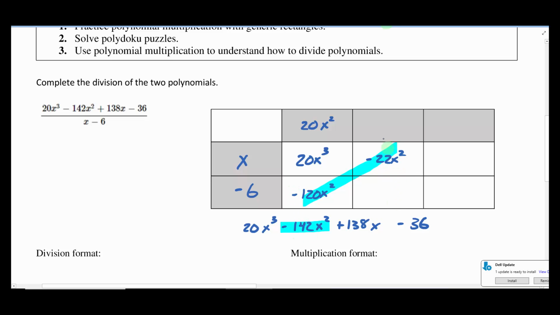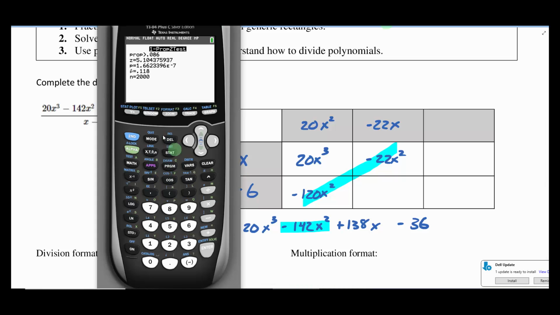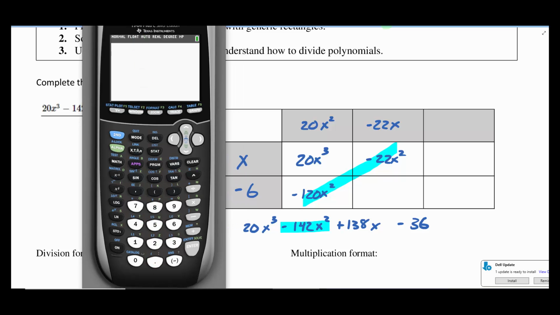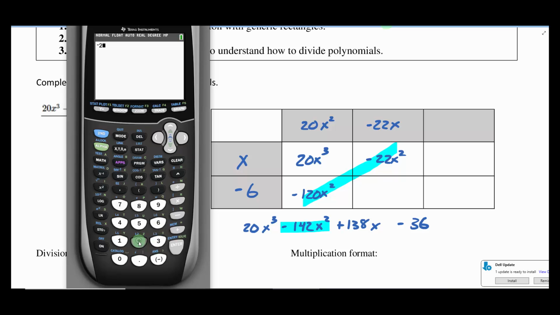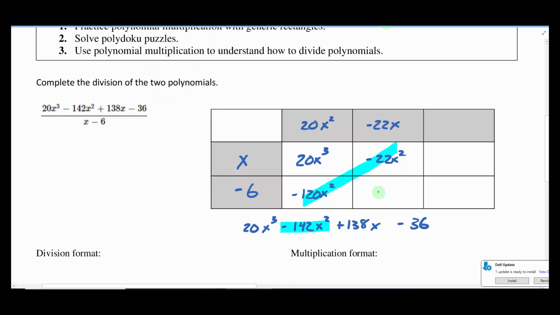Okay, so now that I know this piece, I can go back up here and figure out this one. Something times x gives me negative 22x squared, so that's got to be negative 22x. And then we can multiply down to get our next box. So negative 22 times negative 6. Sometimes you got to grab your calculator if you're like me. It's late at night and you're not thinking, so you do a little bit of multiplying on the calculator. So we got 132x.